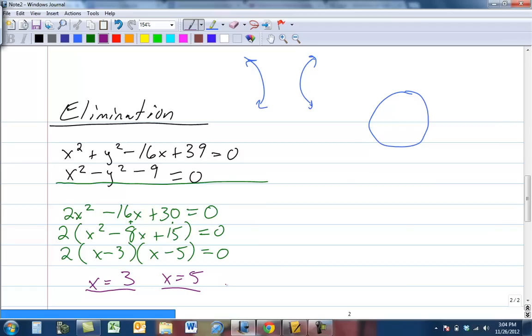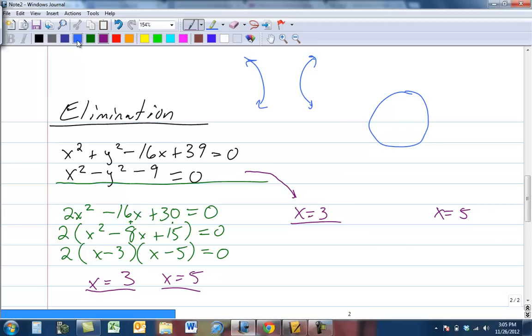So does that mean we only have two solutions? Well, maybe. Let's see. Now we have to figure out what the y coordinates are when x equals 3 and when x is equal to 5. Now, which one of these equations would you want to work with to find y? The top one has got some big stuff and lots of extra x's. I'm going to go with the bottom equation.